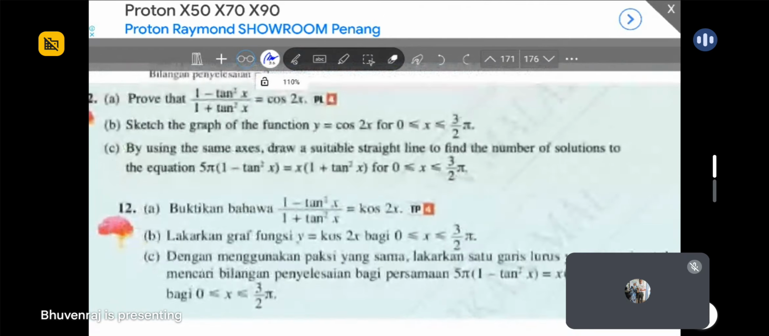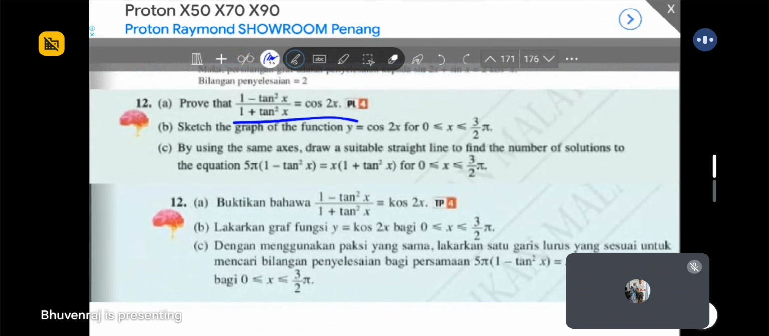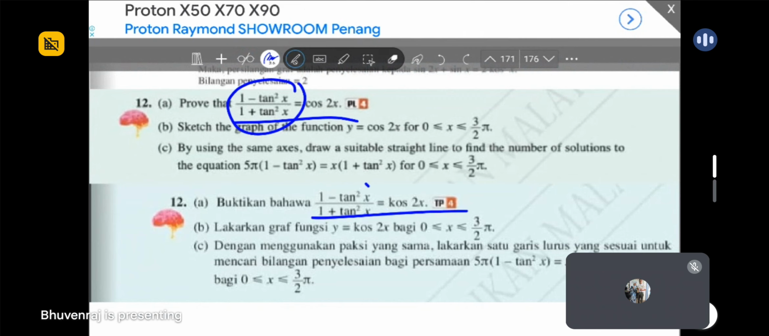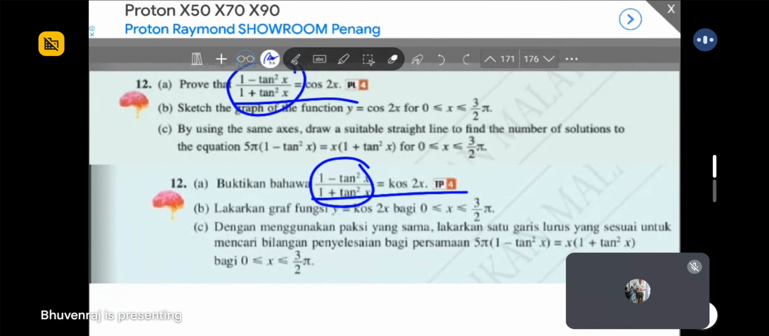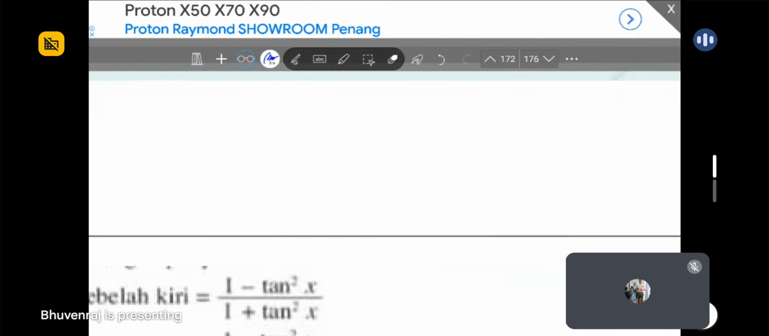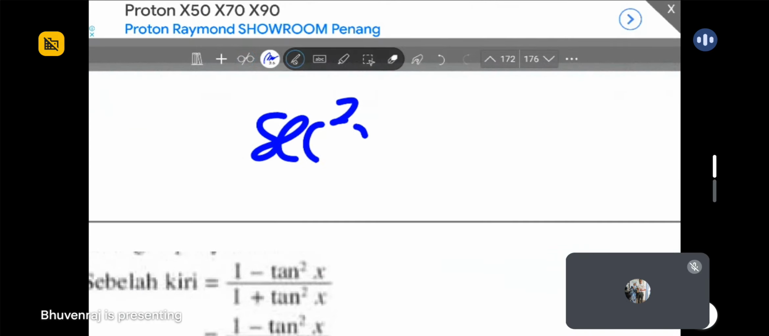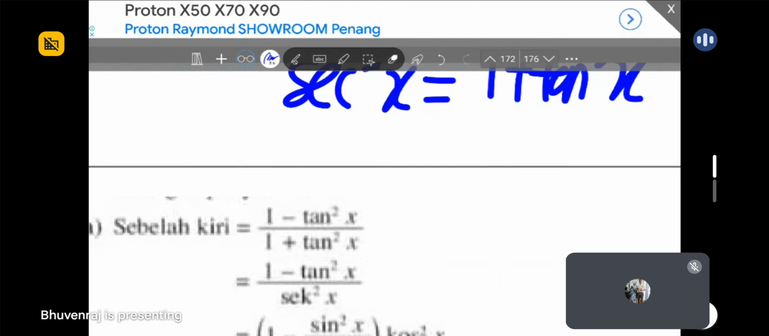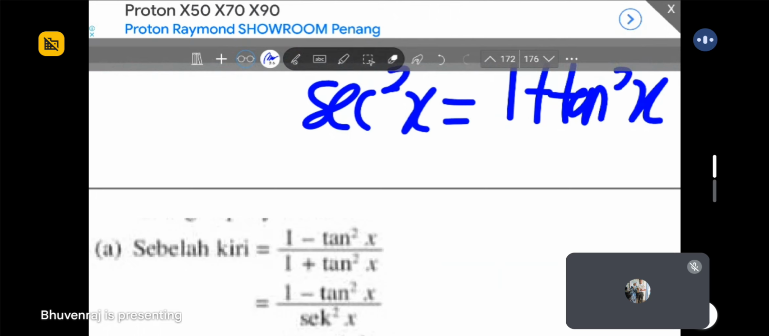Okay, question 12. They ask you to prove this, guys. So how do you actually prove this? You can use the concept again. You start from the harder side. Of course it's 1 minus tangent square x, that part. Now you can use an identity. If you remember, secant square x is equal to 1 plus tangent square x. So you just substitute with secant square x.